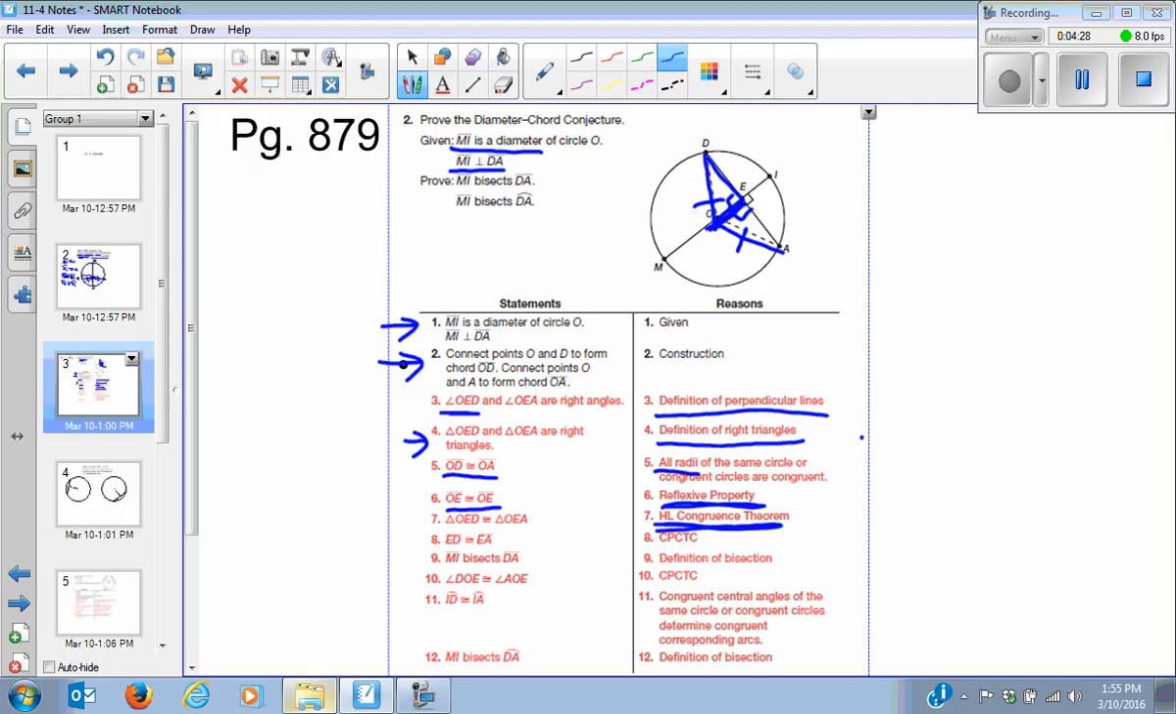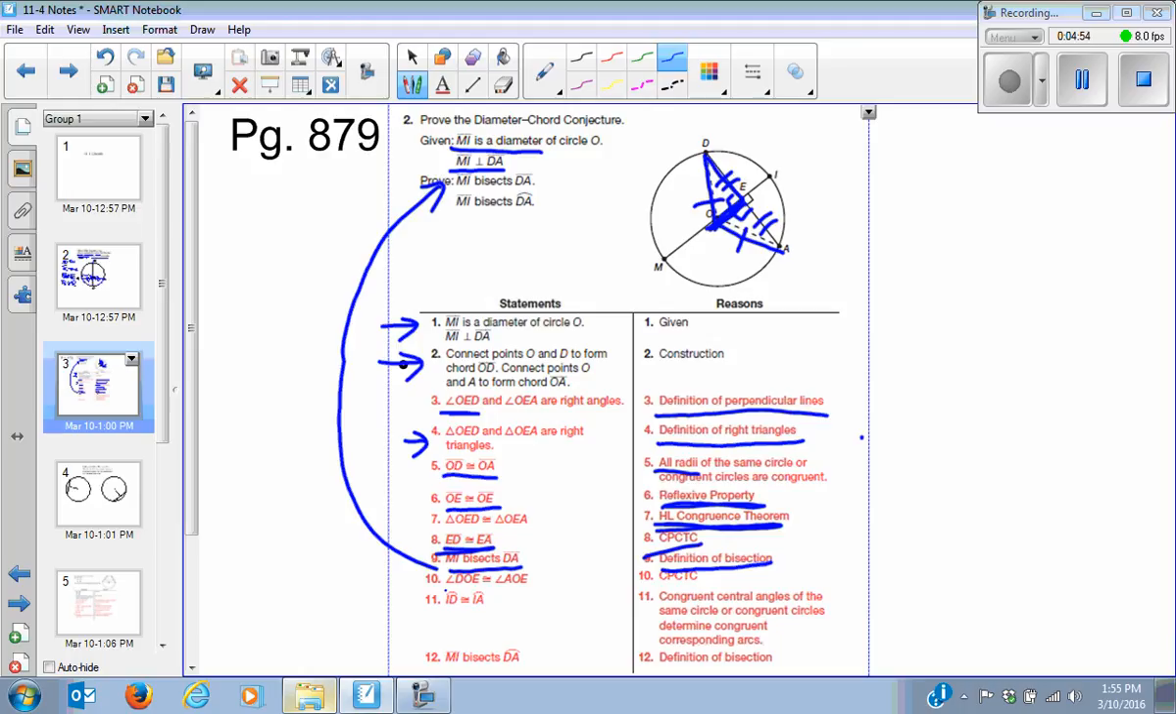And then they say, basically, we know that ED is congruent to EA. This right here is congruent to that. And why do we know that to be true? Because of CPCTC. And we want to show that it bisects it. Well, we know that this bisects it because that's the definition of a bisector. So we proved that's one of our things that we wanted to prove.